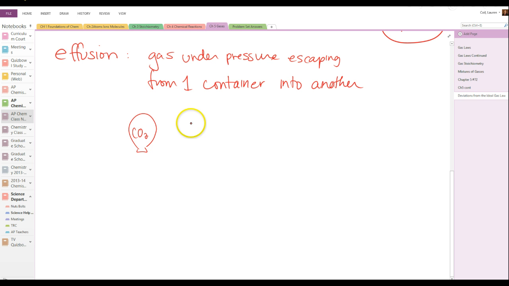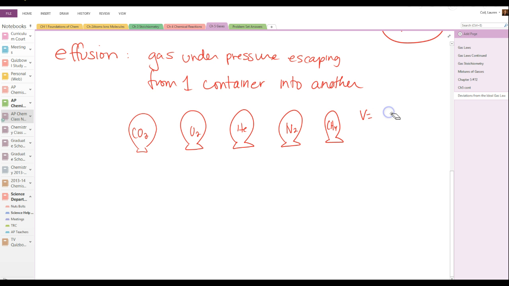One is filled with carbon dioxide. One is filled with oxygen. One is filled with helium. One with nitrogen gas. And one with methane gas. Okay, these balloons all have the same volume. Each of them has the same volume. The temperature is 25 degrees Celsius, and they each have a pressure of 1.0 atmospheres initially with the pure gases.